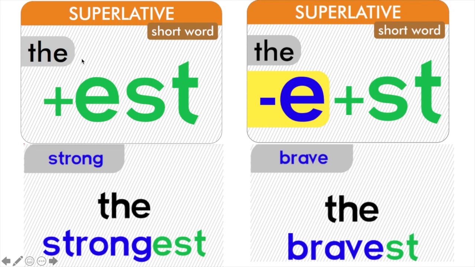Now we have superlatives. If we use short words for superlatives, we need to use EST at the end. For example, strong becomes strongest. It is very important that you guys use the strongest. If the word ends in E, we only need to add ST. For example, the bravest. Good job.